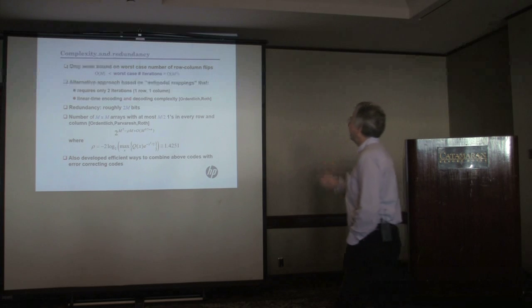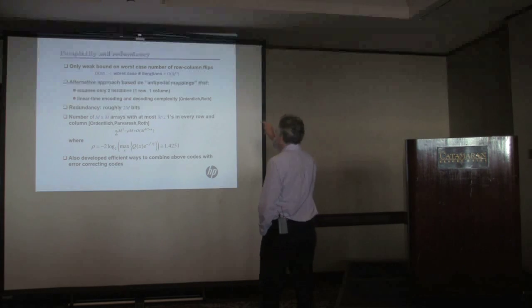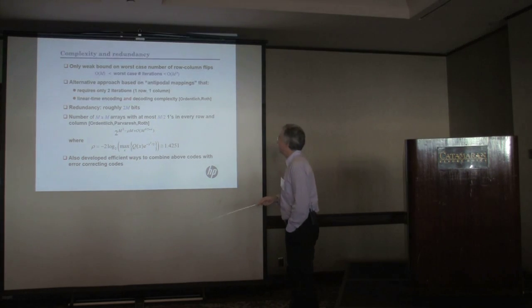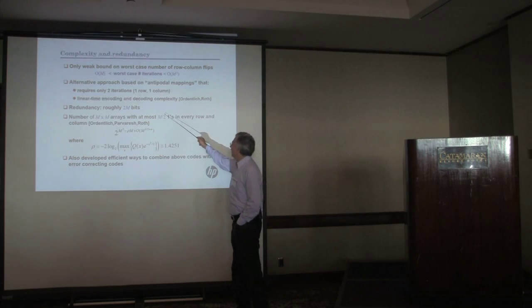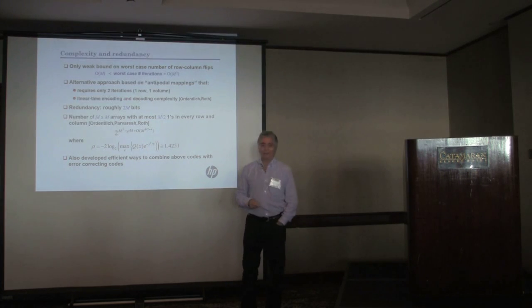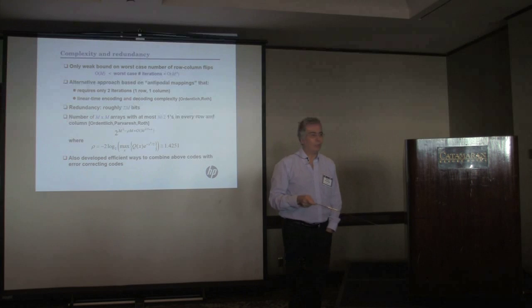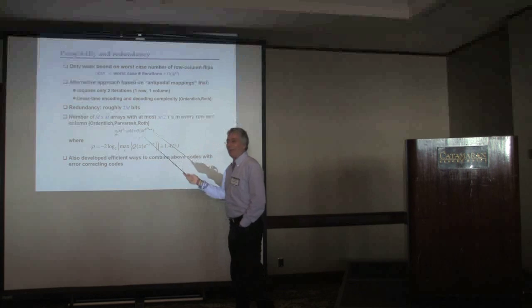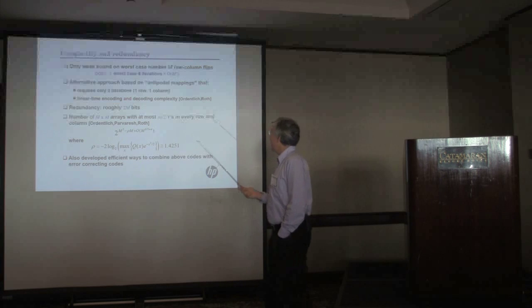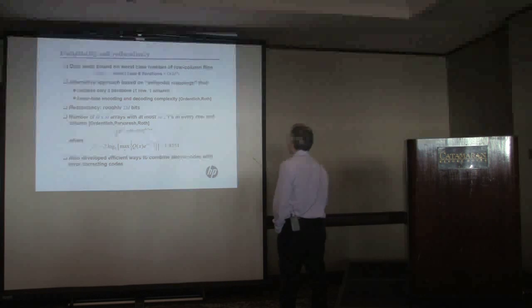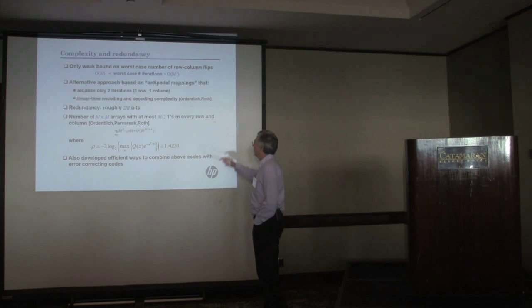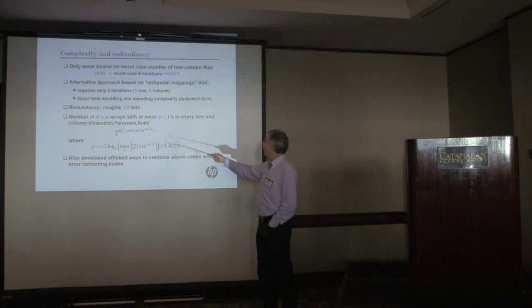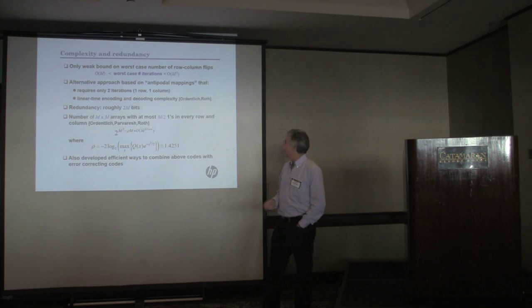The redundancy of this approach, of the bit flipping approach, as I said, is 2m bits. And probably you attended one talk earlier this week by Farzad Parvaresh on what is the best you can do. So what is the number of m by m arrays with at most m over 2 ones in every row and column? This is work by Eric, Farzad, and Ronnie.